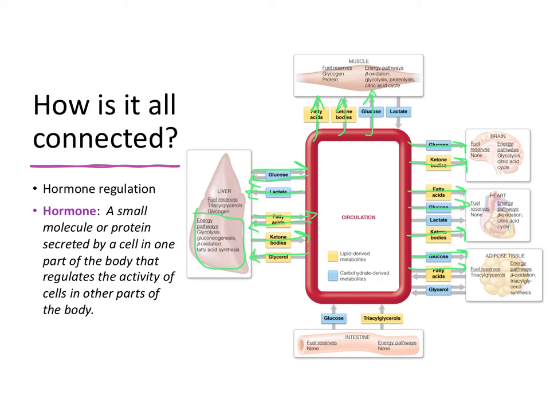And what regulates all of it are hormones. Hormones are small molecules or proteins that are secreted by a cell in one part of the body that move through the bloodstream to regulate the activity of cells in other parts of the body. And this is not going to be an extensive talk about all the different hormones. I mean, there's an entire class, an entire discipline called endocrinology that has to do with all the hormones. This is just going to focus on different hormone signaling pathways, three in particular.